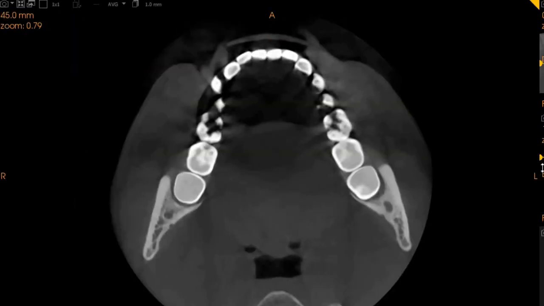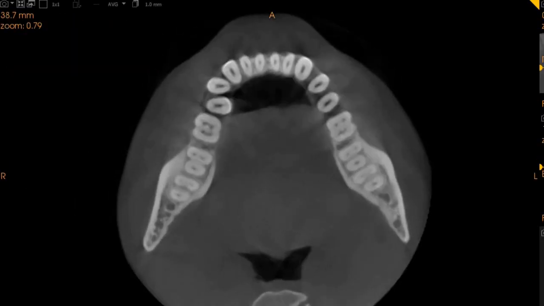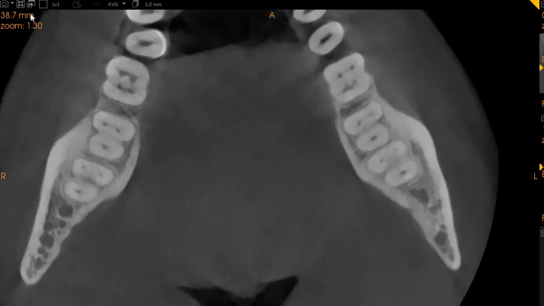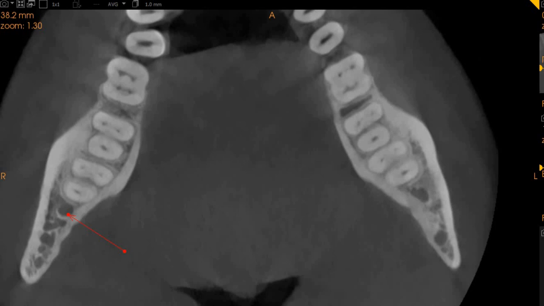This is the axial view. The axial view is basically the top to bottom view. Slightly zoom in so the doctors can see. And here again, just to give you an idea, these are the inferior alveolar nerve canals. This is the right side, this is the left side.